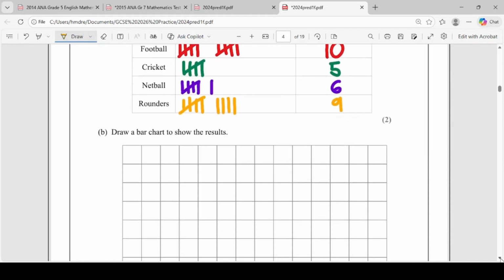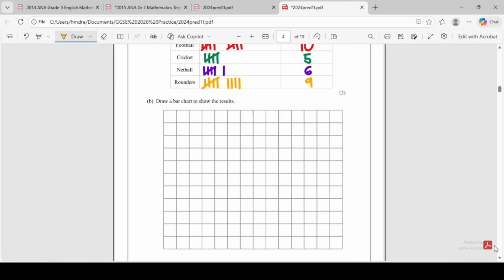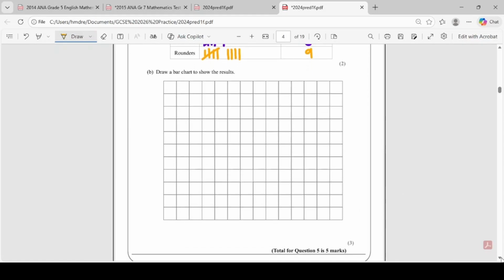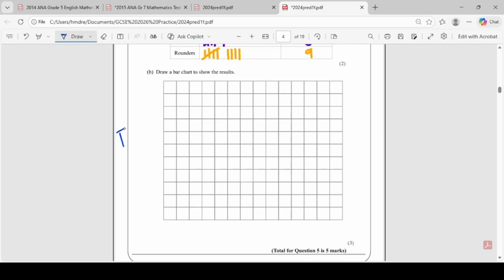So again, a bar chart is 3 marks. It's pretty straightforward. There's just some rules you have to remember. So we always want, let's get the pen, we always want the frequency in this column and then the categories in the bottom. So sports on the bottom.